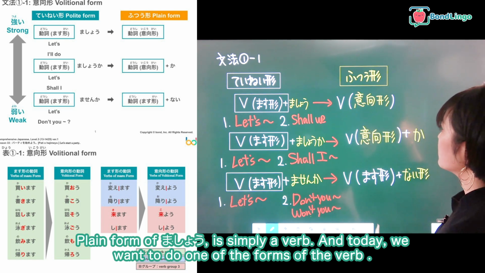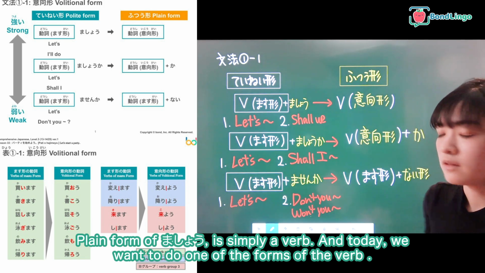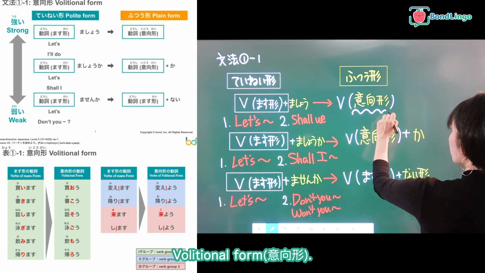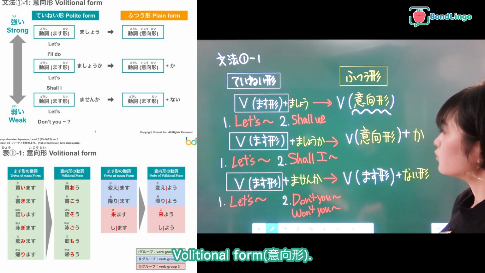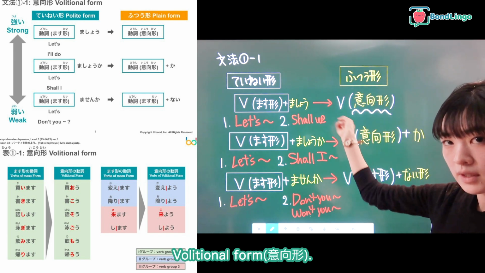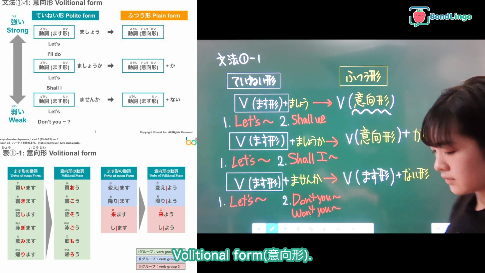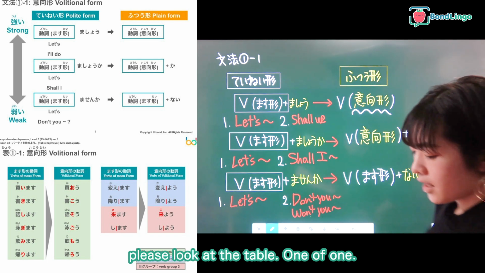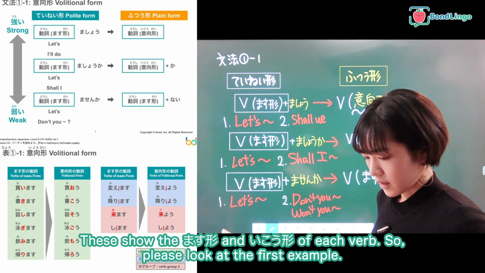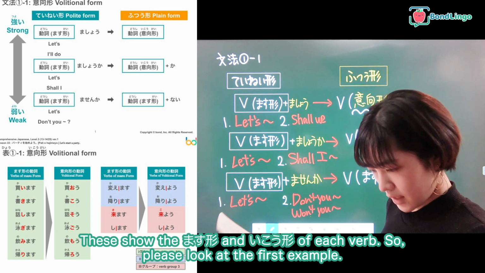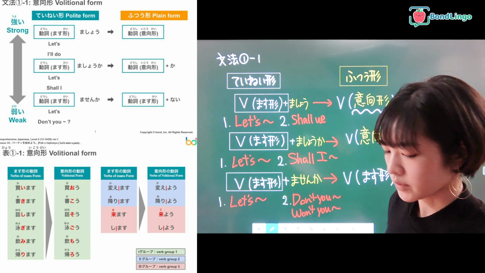And today we want to do one of the forms of the verb. 意向形. Okay, this is what we're going to do today. Volitional form. 意向形. This verb turns into 意向形 when you use plain form to invite someone. For example, please look at the table 1 of 1. 表1の1. These show the ます形 and 意向形 of each verb. So please look at the first example.